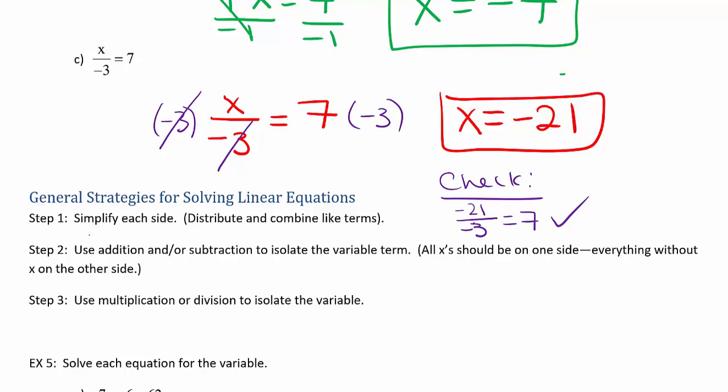The first thing we're going to do is simplify each side. That is distribute and combine like terms. And what I mean by distribute is get rid of parentheses. This is what we learned in that previous lesson.